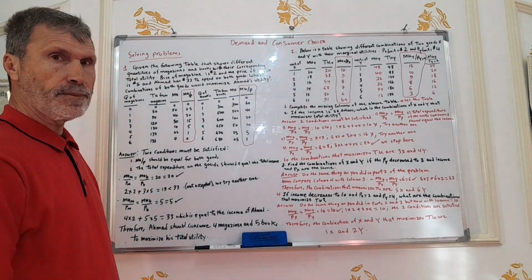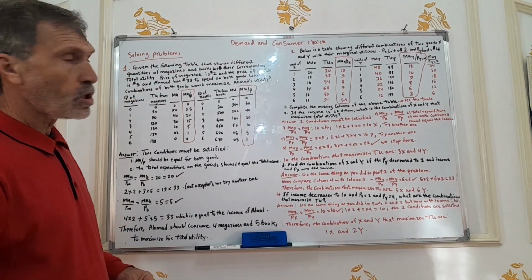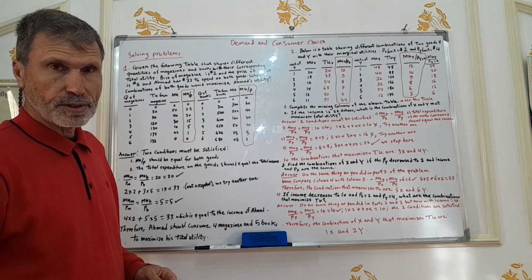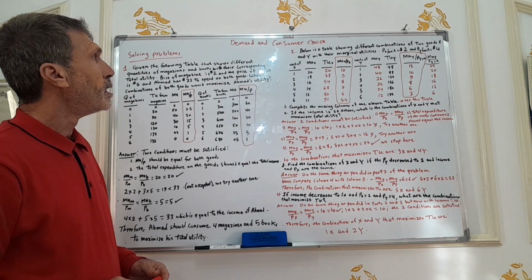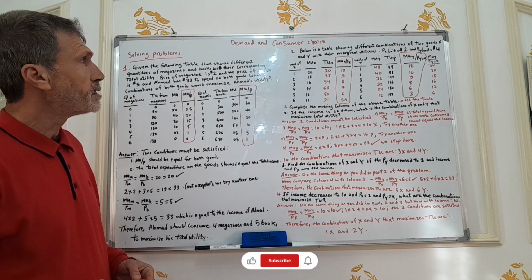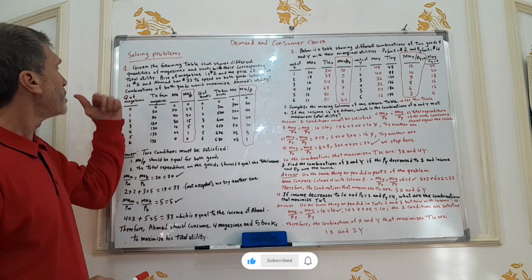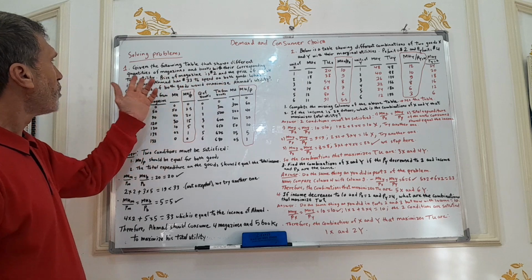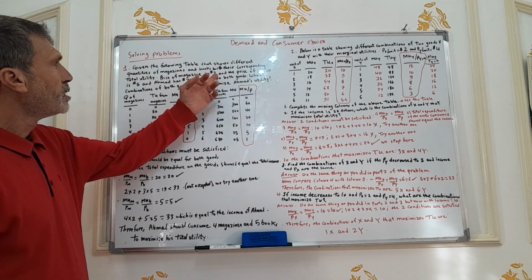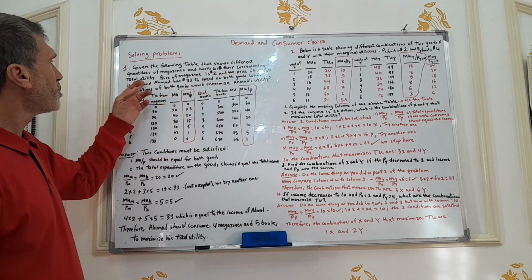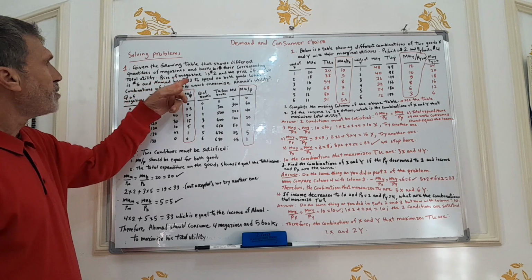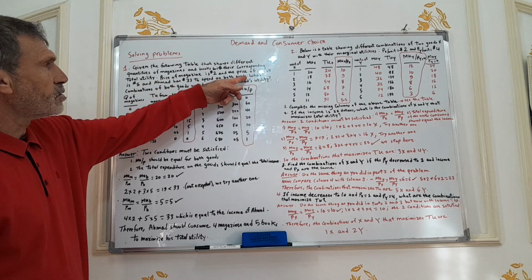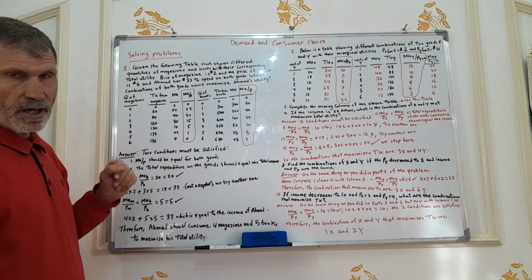Okay, now we move to solving problems in this chapter, consumer demand and consumer choice. The first problem: given the following table that shows different quantities of magazines and books with their corresponding total utility, the price of a magazine is $2 and the price of a book is $5.